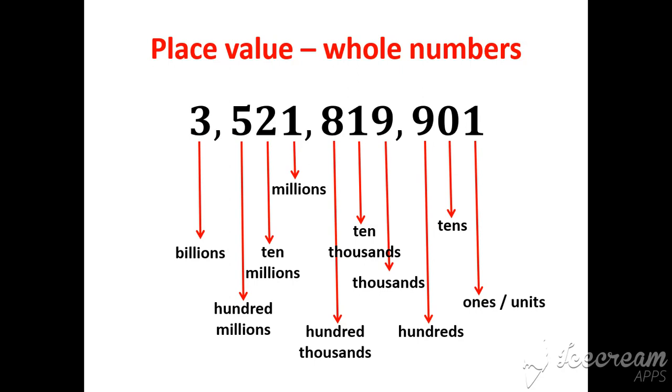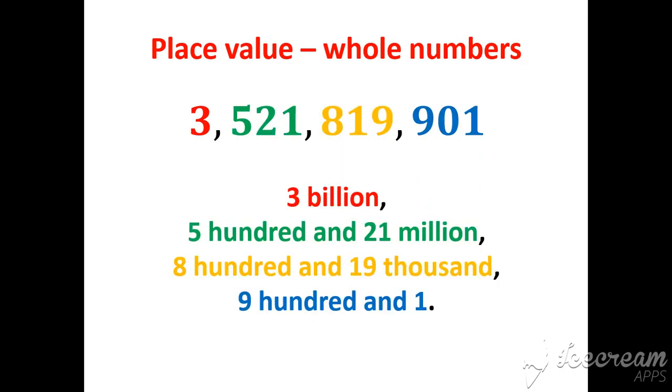I'll show you some larger numbers shortly, but you can see that starting on the right hand side and moving up, we have our ones, our tens and our hundreds. Then we move into our thousands columns, our thousands, 10,000s and 100,000s. Then we move into our millions group of millions, 10 millions and 100 millions. And then we move into our billions, and afterwards would go 10 billion, 100 billion, and so on. So this number represents 3,521,819,901.